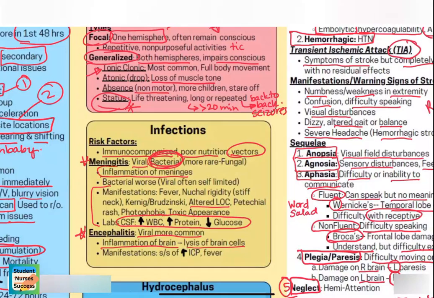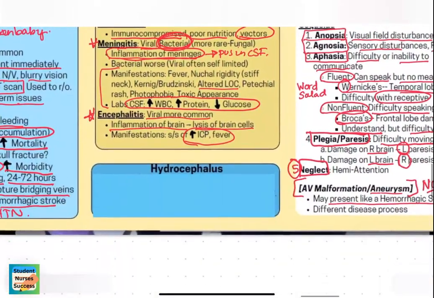Remember, meningitis is inflammation of the meninges, which causes maybe the development of pus in the cerebrospinal fluid, whereas encephalitis is inflammation of the brain. Manifestations of encephalitis include increased intracranial pressure and fever. There's no antibiotics for it because it's usually viral, it's self-limited, although people can have ongoing disability related to it.